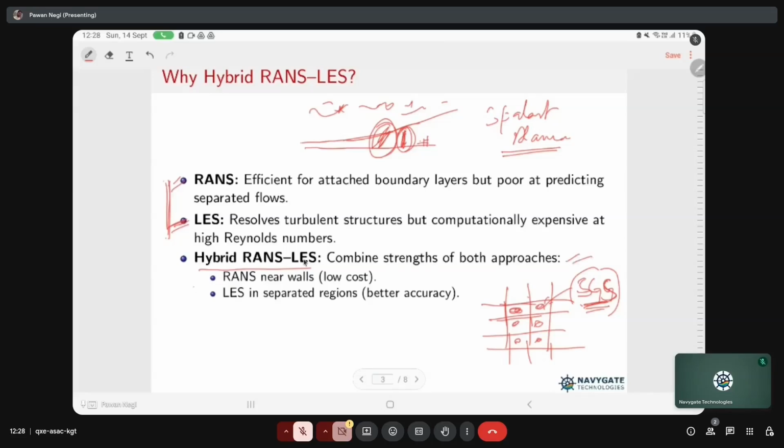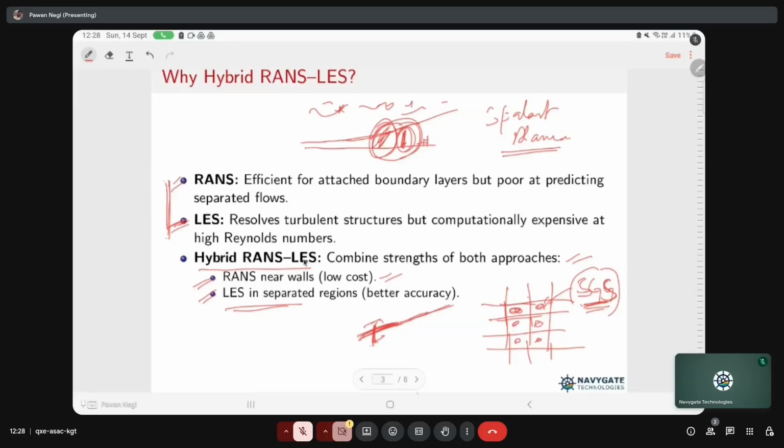That is, RANS near the wall, which is low cost, and you get a very good accuracy close to the wall, and in the separated region and in the free shear flow, you can use the LES model. And also in the free shear zone, if you have a layer such that you have very high shear in that region, it can also switch back to the RANS model.